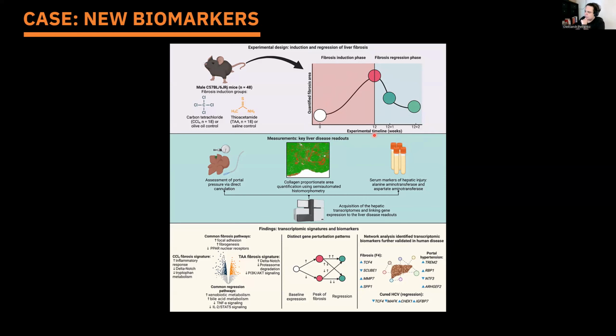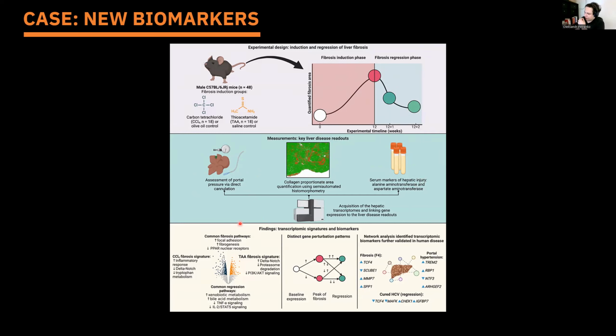I mentioned that we did additional measurements, and it's important because one of the subtasks for our study was to link gene expression to these external measurements which we're interested in, such as the pressure in the portal vein, the amount of fibrosis the animal has, and the liver injury.